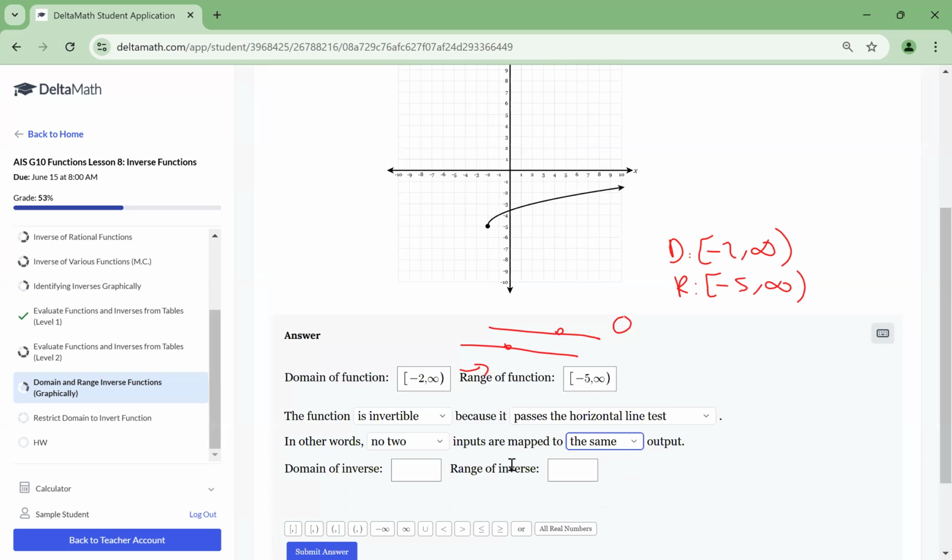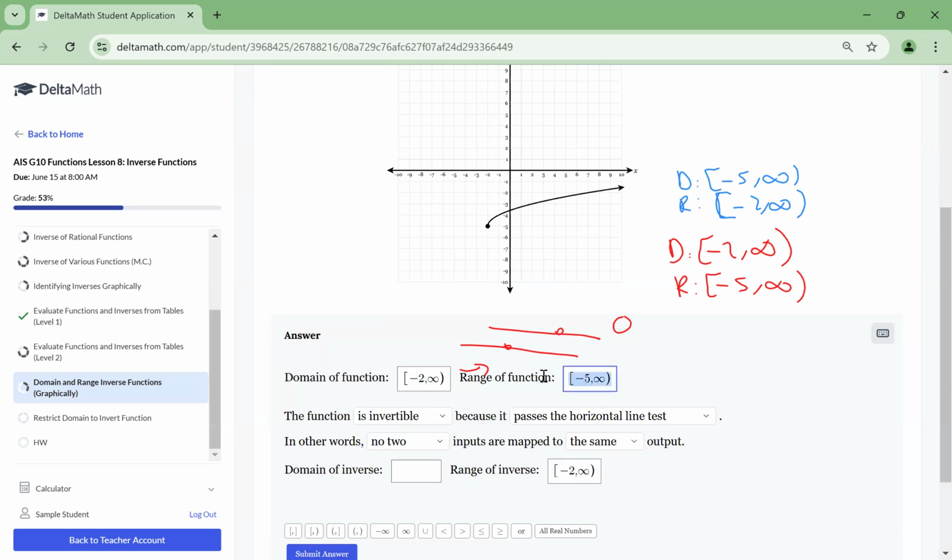Now, how do I get the domain and range of the inverse? I simply flip them. So the new domain will be -5 and infinity, and the new range will be -2 and infinity. You can just copy paste them even like this. This goes here, and this goes over there, and you're done.